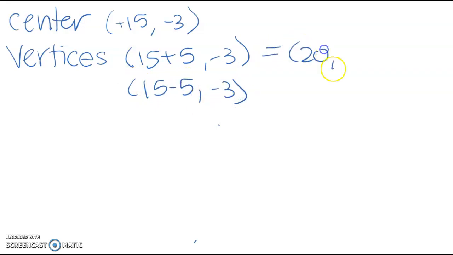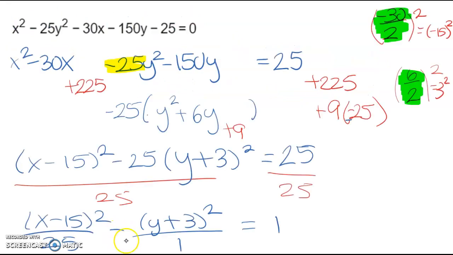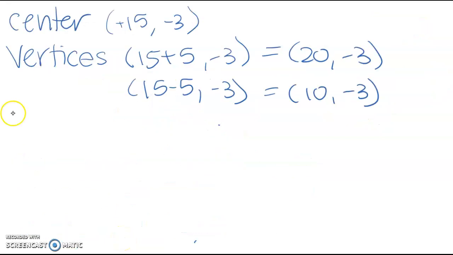Okay, so that gives us (20, -3) and (10, -3). So those are our two vertices. For the foci, whatever sign you see in the middle, in this case a minus sign, we're going to do the opposite, so we're going to add.